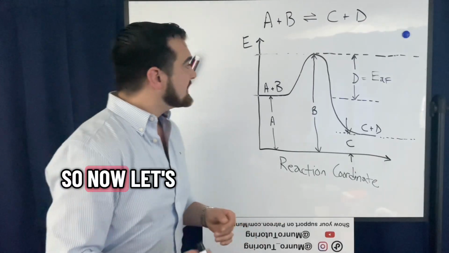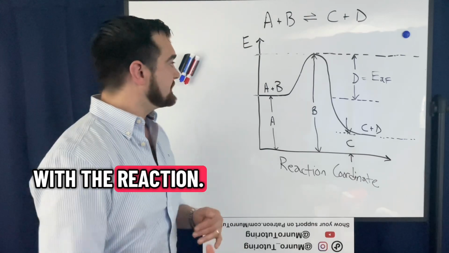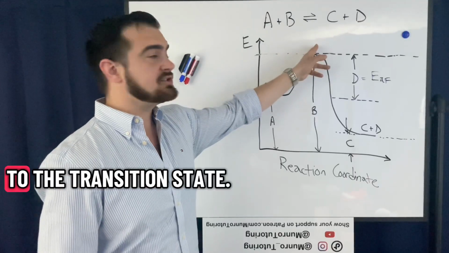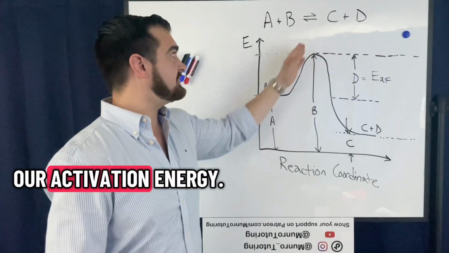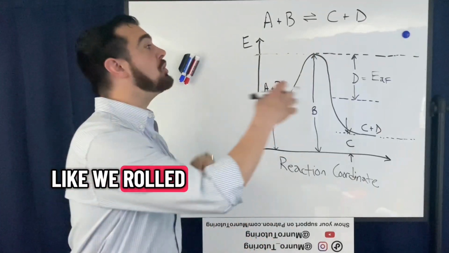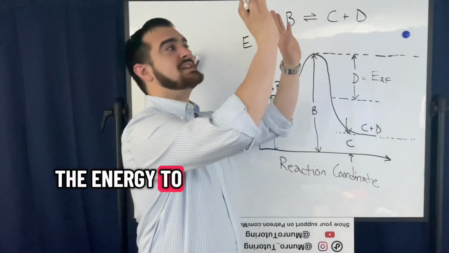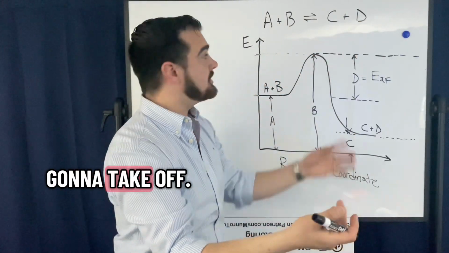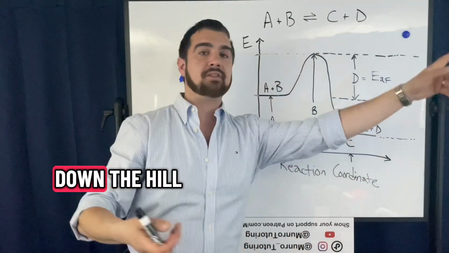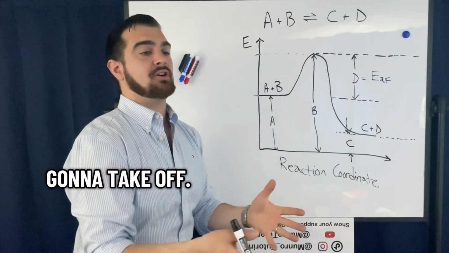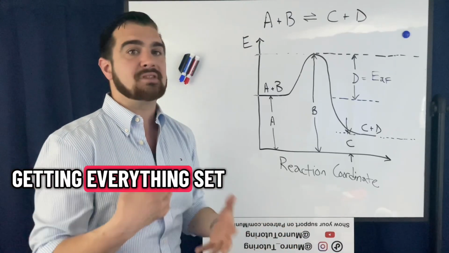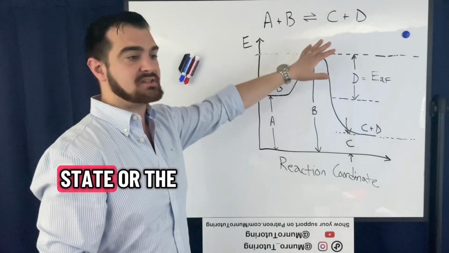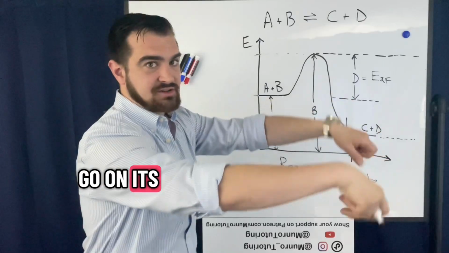So now, let's look at some other things involved with the reaction. We have our starting materials here. We add energy to get up to the transition state. All right, we add our activation energy. Now, it's kind of like we rolled the rock up the hill. We put in the energy to get it going, and now that we got it started, the rest of it is just going to take off. So the rock is going to roll down the hill, and the reaction is going to take off. So it's like, getting everything set up, you need to add energy to get up there. And once you get up there to that transition state or the top of the hill, it's just going to go on its own now.